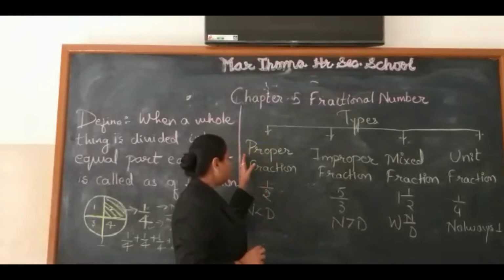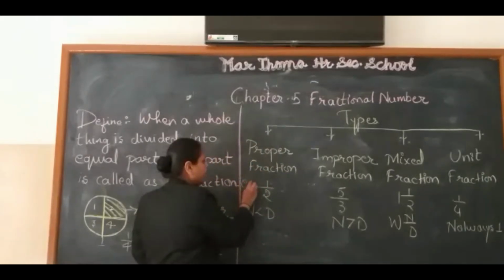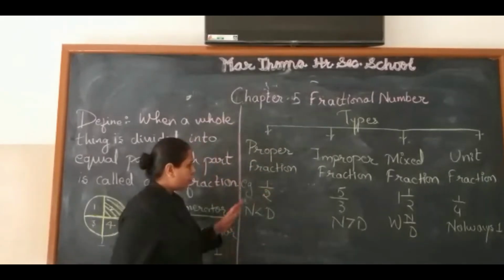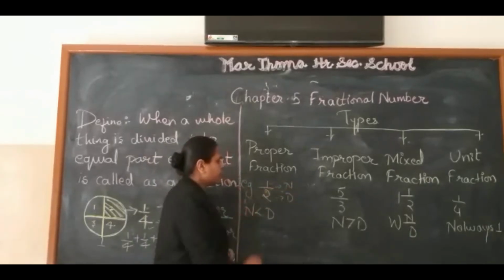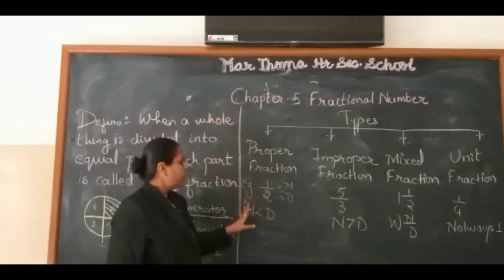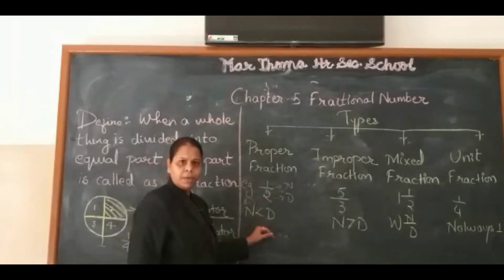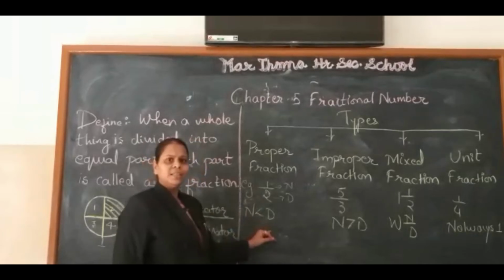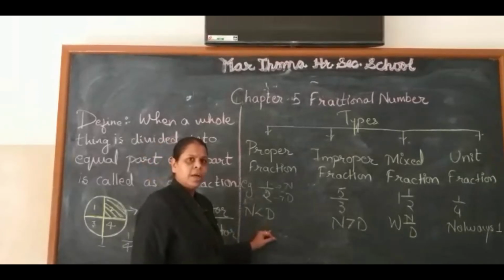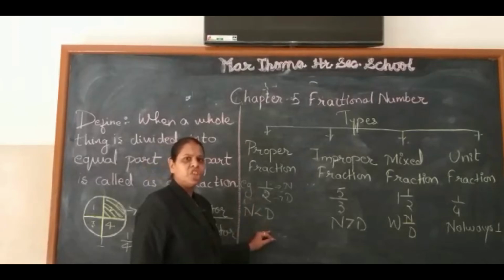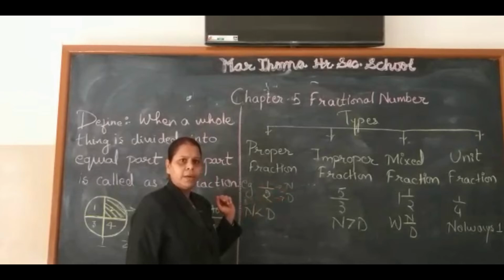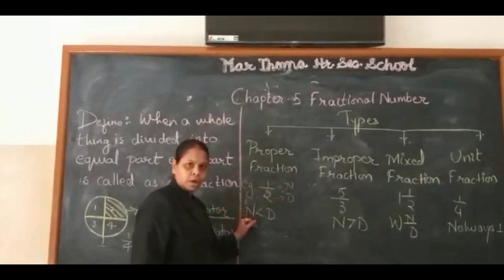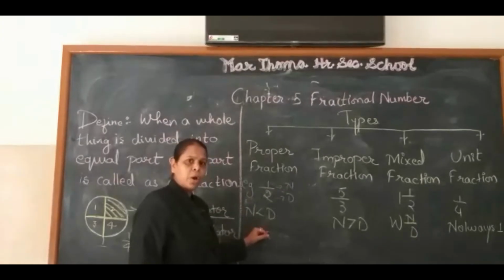Now here, the example of a proper fraction is 1 by 2. This is the numerator and this is the denominator. We can easily see here that the numerator is less than the denominator. So the technique to understand whether a given fraction is proper is to check whether the numerator is greater or smaller than the denominator. If the numerator is smaller than the denominator, then the given fraction is a proper fraction.